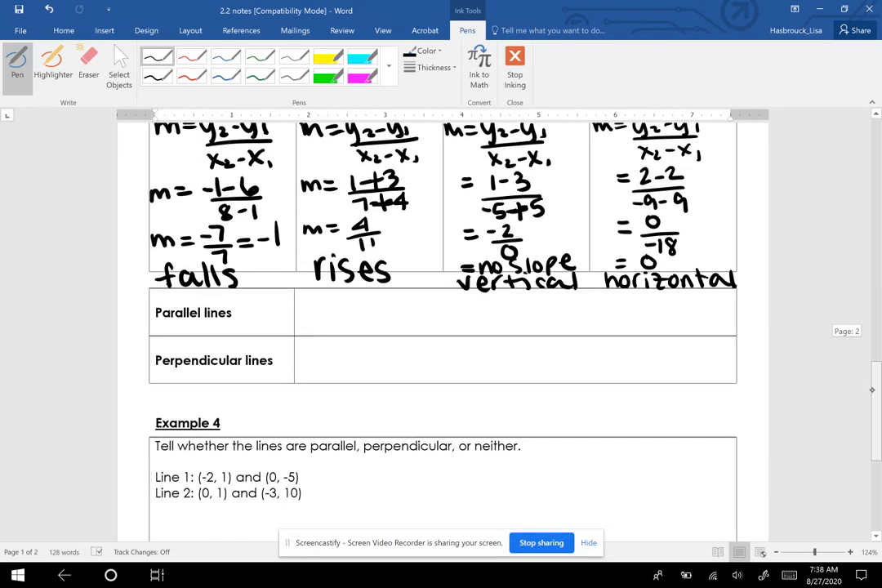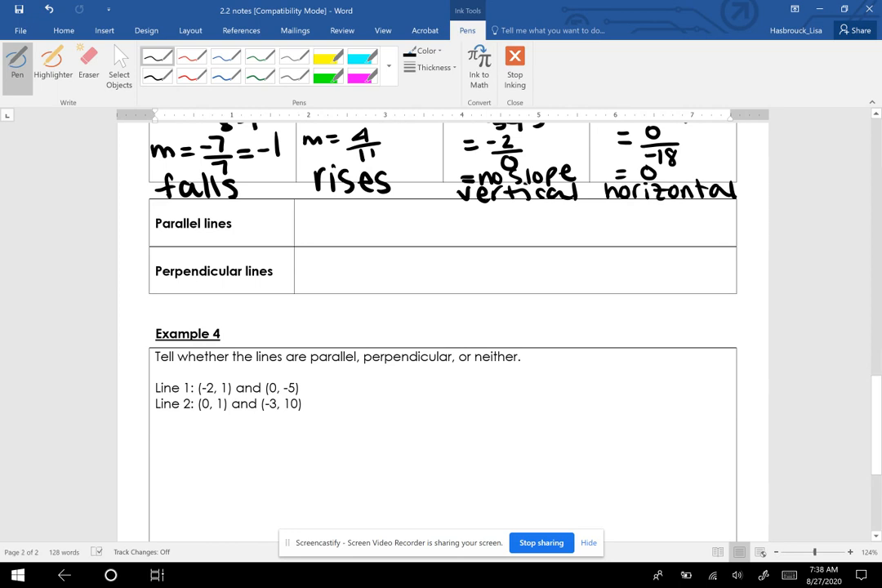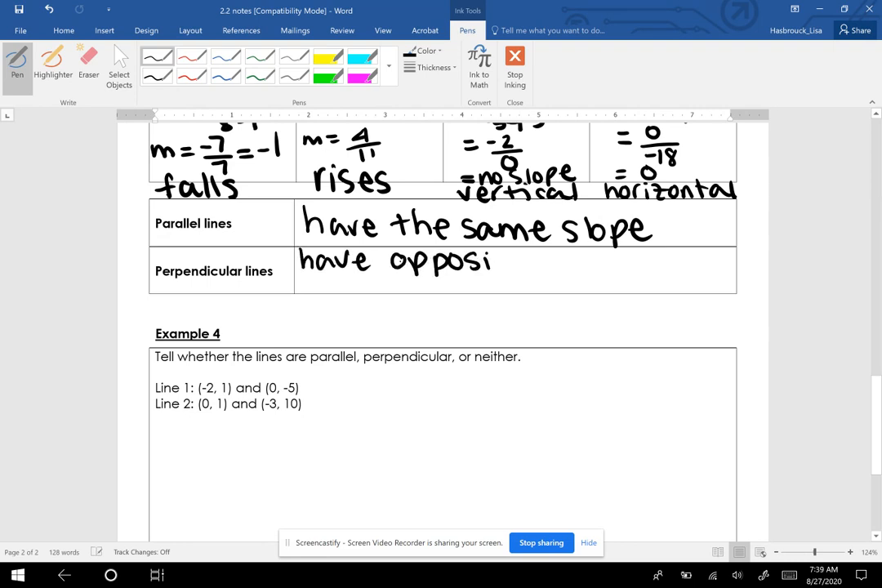Okay, so next we're going to go over parallel and perpendicular lines. Parallel lines have the same slope. Perpendicular lines have opposite reciprocal slopes. So let me give you an example of opposite reciprocals. So if we have 1/2 as our slope, opposite would be change the sign to a negative because it was a positive. So we change the sign and then we flip the number.